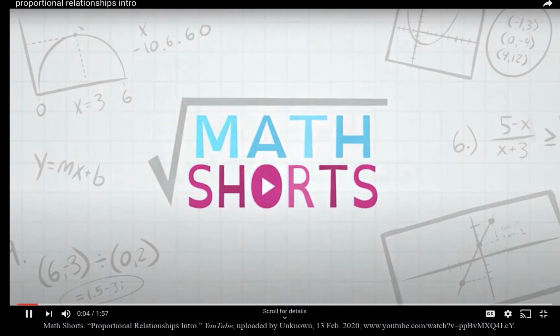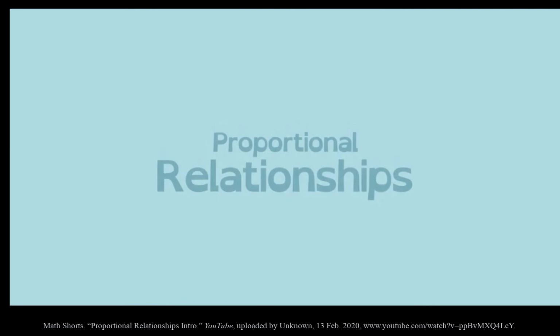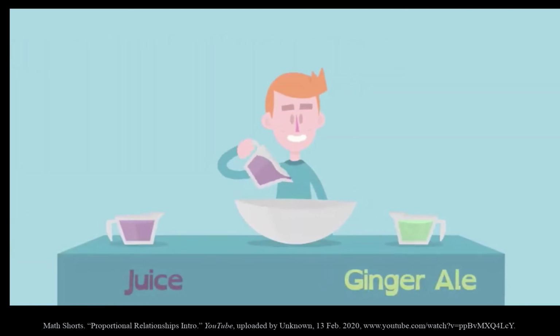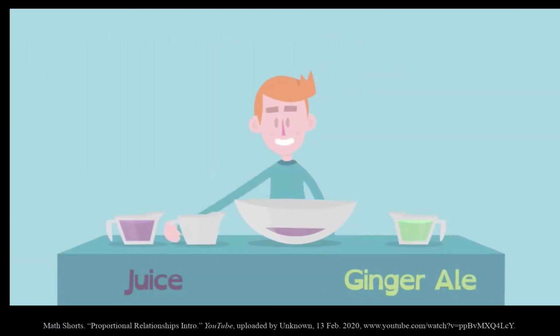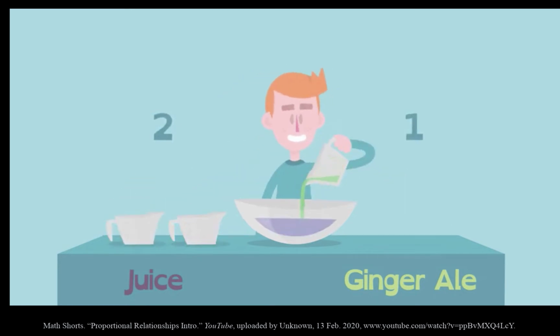Math Shorts. Proportional relationships. Two quantities are said to be directly proportional if they vary at the same rate. Meet Carl. He's mixing punch for a party. The recipe calls for 2 cups of juice for every cup of ginger ale.